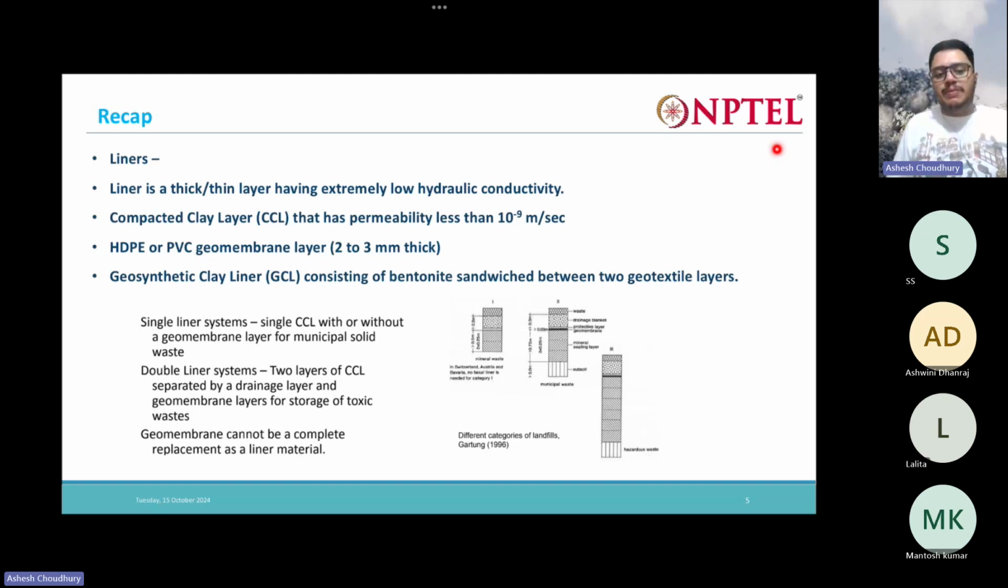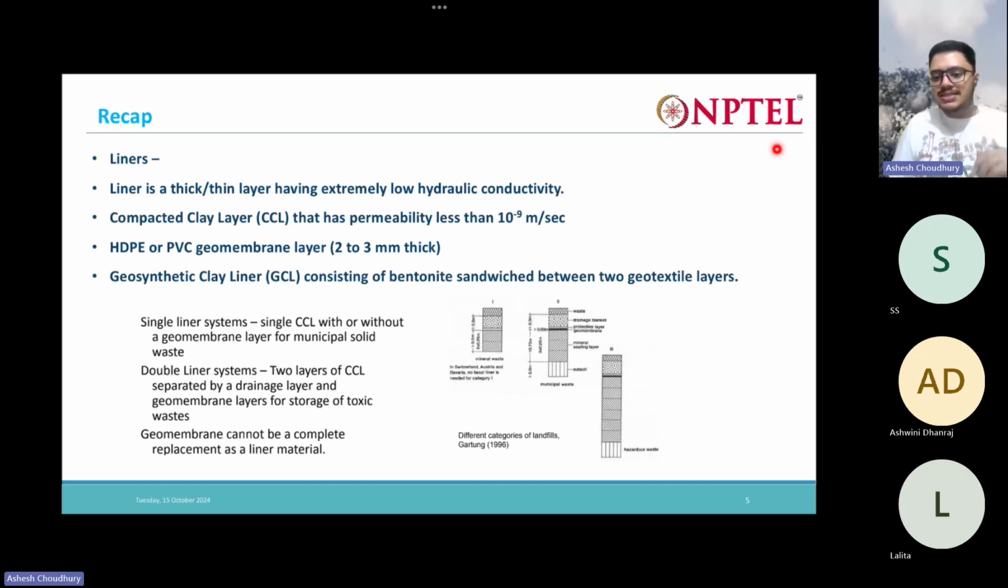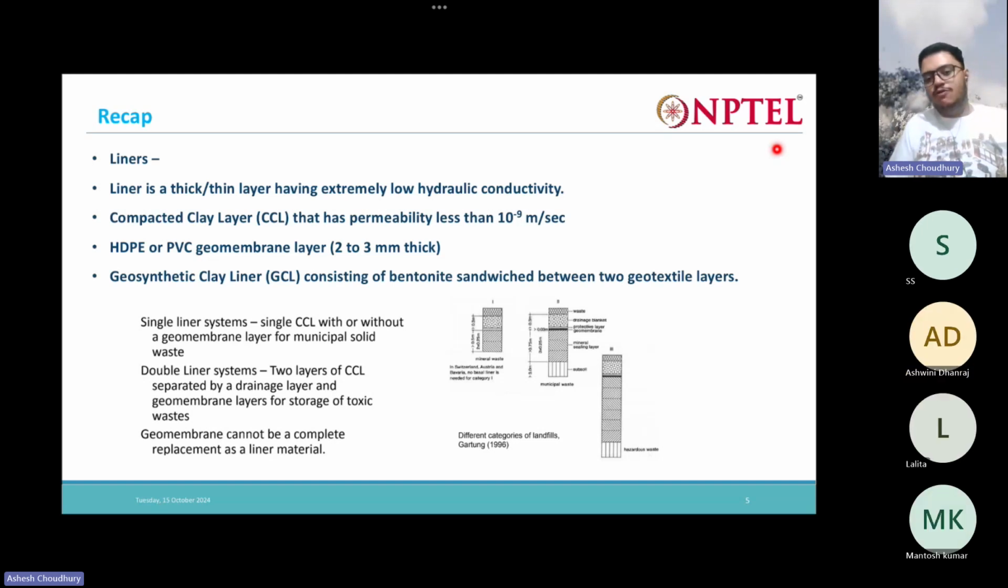Then, as I said, the most common are HDPE, high density polyethylene, or polyvinyl chloride PVC geomembrane layers. They are nothing but sheets of geomembrane, generally black in color. And at the last we have the geosynthetic clay liner. In a geosynthetic clay liner, you have clay sandwiched between two layers of geotextile. These are already discussed in the main class, right?